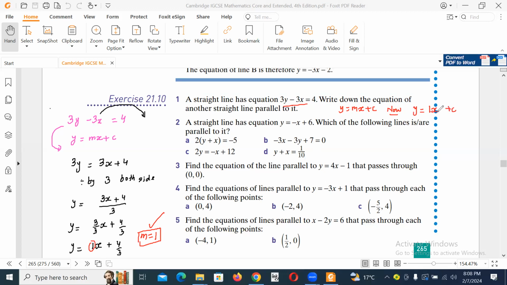C you can find out if the points are given. Here we are not able to find the value of c. But we can say that the line y is equal to 1x plus c is parallel to y is equal to 1x plus 4 over 3. These two lines are parallel. I hope it is clear.